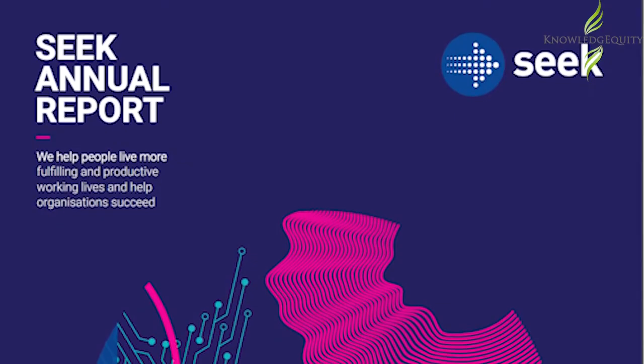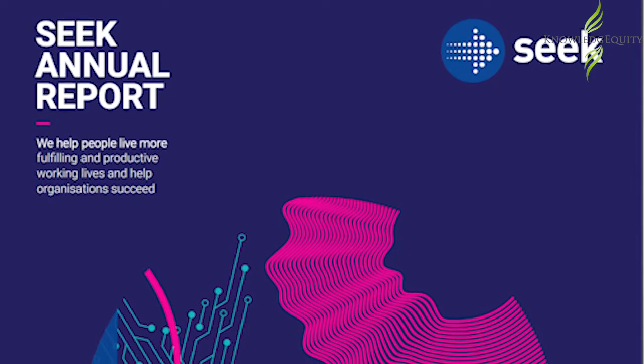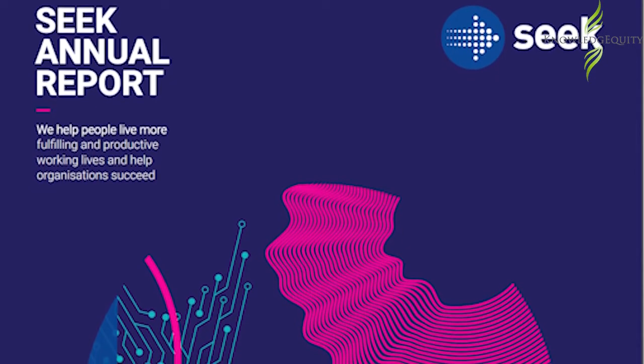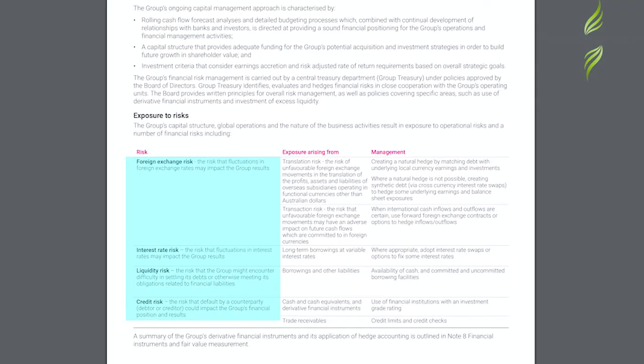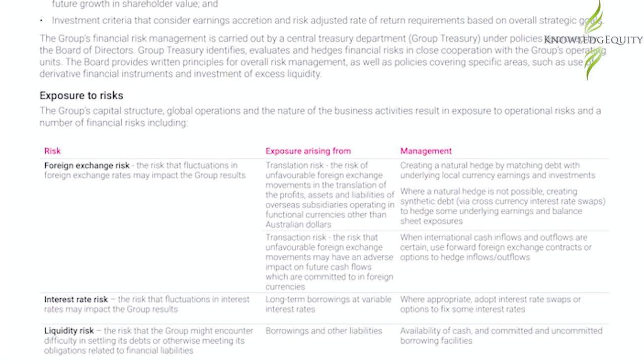Consider the following disclosures made by SICK Limited in its 2020 annual report. The entity identified foreign exchange, interest rate, liquidity, and credit risk as financial risks that it is exposed to. The entity also disclosed the controls or actions management take to manage these risks. As an example, the company manages foreign exchange risk by creating a natural hedge by matching debt with the underlying local currency earnings and investments.